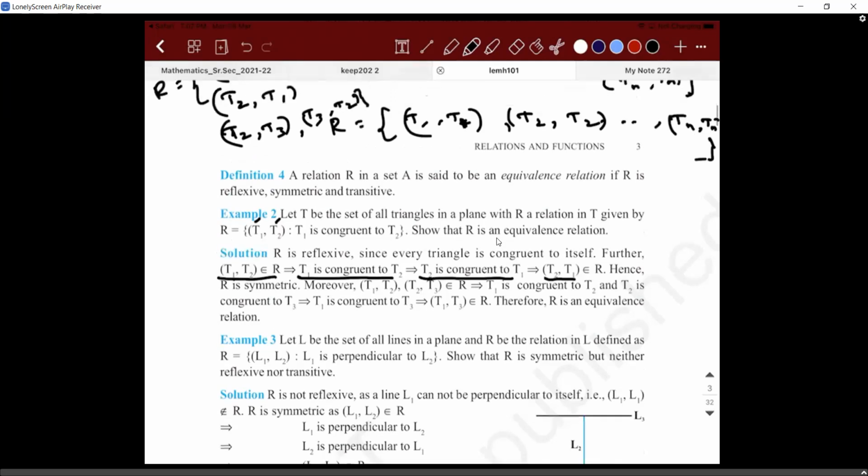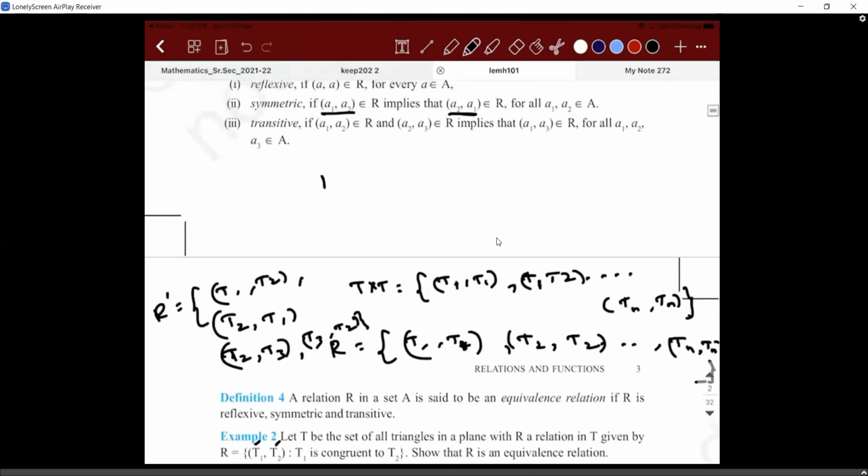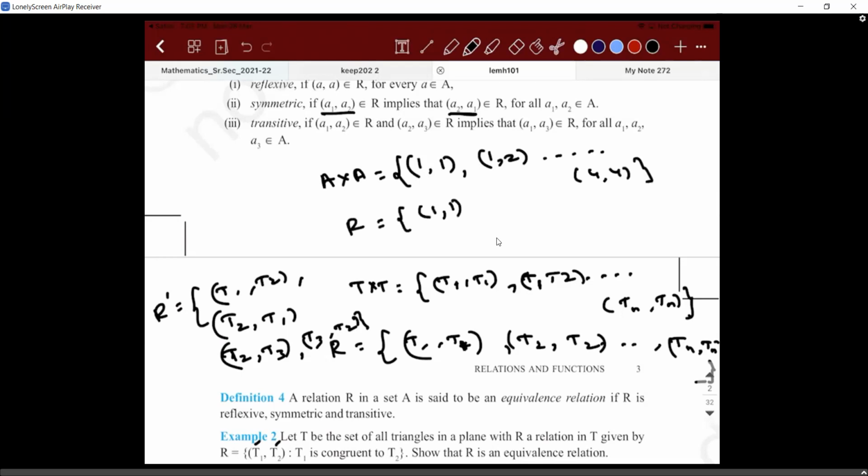When I say reflexive, if I take A cross A is equal to 1, 1, 1, 2 till 4, 4. If I write a relation R is equal to 1, 1, 2, 2, can I call this as reflexive? No. I cannot call this as reflexive because what is missing? All the elements should be there. For every element from set A, there should be a counter element which is exactly the same element. So I can call it reflexive only when I have 3, 3 and 4, 4 also. If any one is missing, you cannot call it as reflexive.